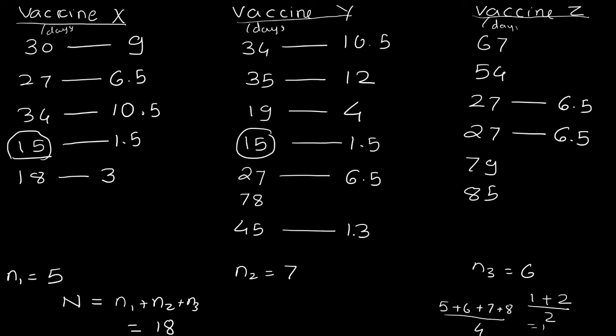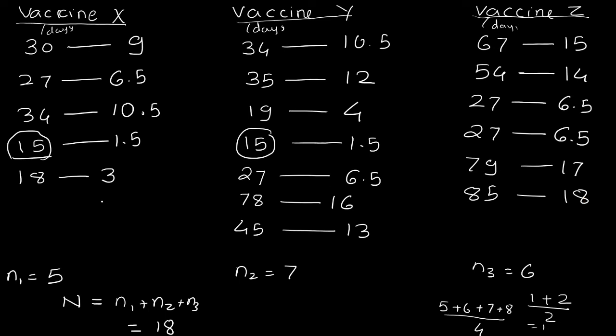After 45, it comes out to be 54. Sorry, after 45 it is 54, which will get the 14th rank. Now after 54, it is 67, which will get 15th, then it's 78 with the 16th rank, then 79 with the 17th, and 85 with the 18th rank. Okay, so now all the ranks have been allotted.